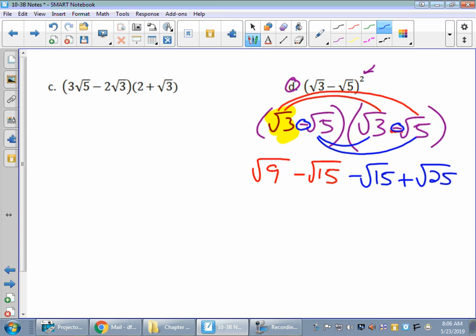Okay, so now we look to see what things we can combine, what things we can simplify, and I guarantee, you guys are probably looking at that square root of 9 saying, hey, we can get rid of that right away. That becomes a 3.